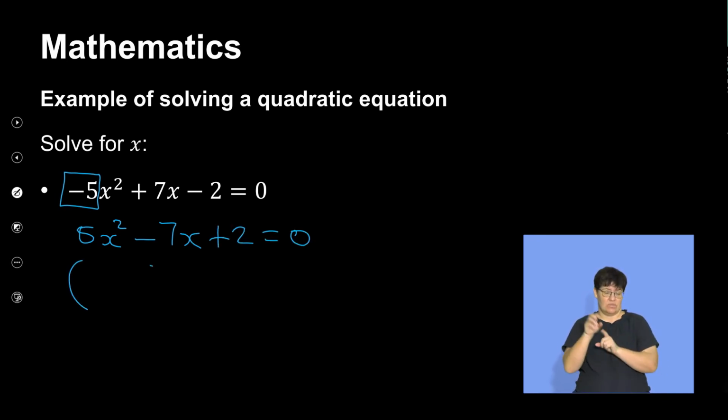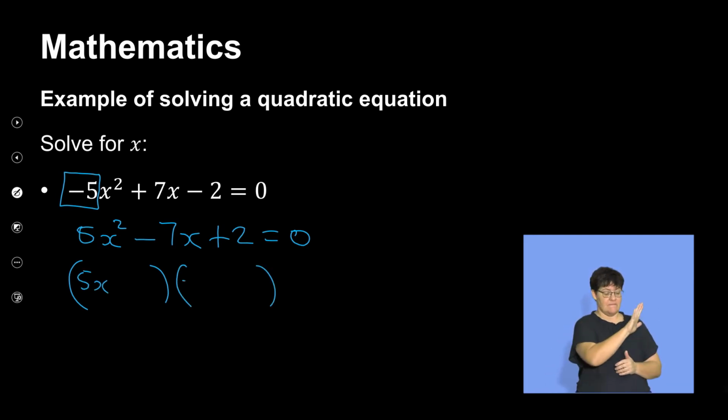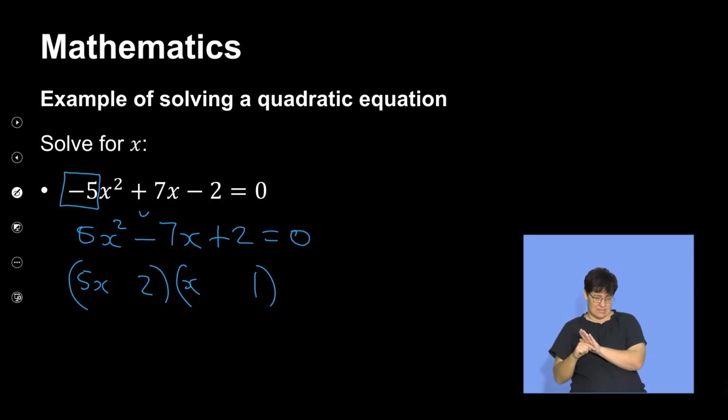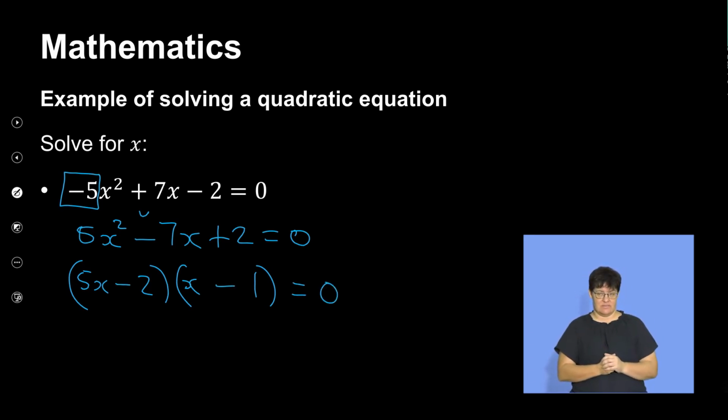And then you open your two brackets. This will be 5x there, and it will be x. Then it will be 2 here, it will be 1. Remember, the last term is a plus. It means it must either be plus, plus, or minus, minus. Because of the middle term, it therefore becomes minus and minus equal to 0.